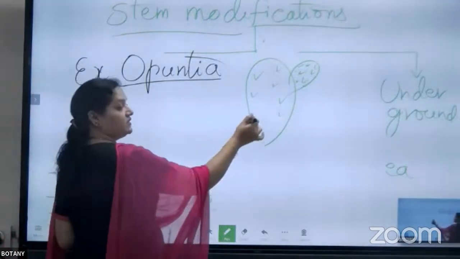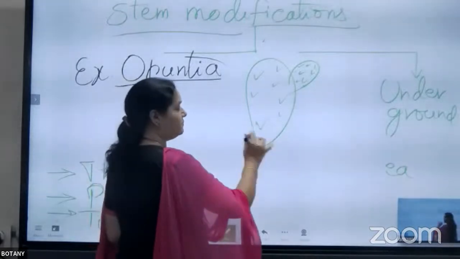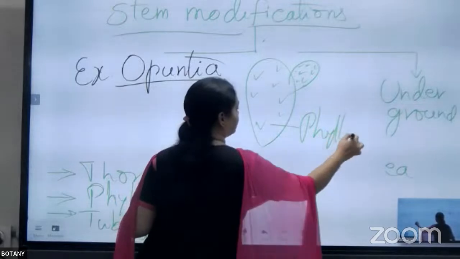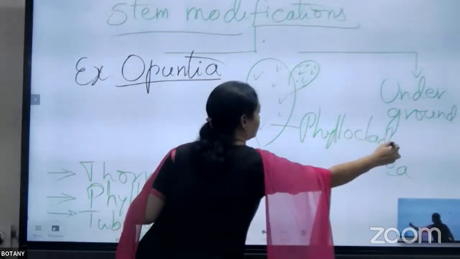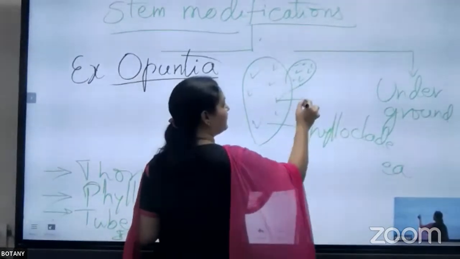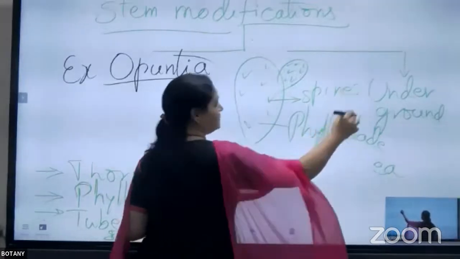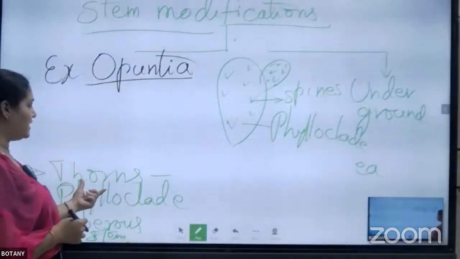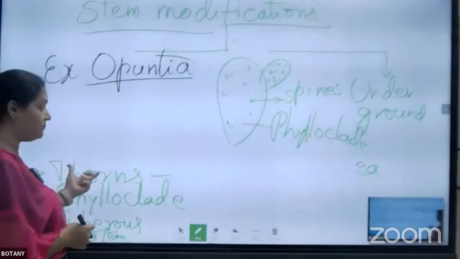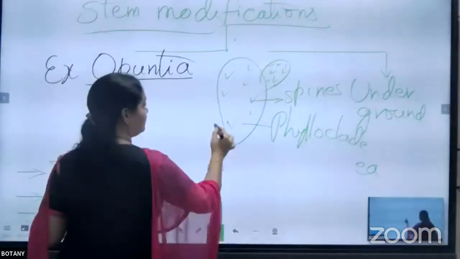This modification is meant to reduce the rate of transpiration from the plant body. This is phylloclade. And the leaves are completely modified into spines over here. This plant is a xerophytic plant. To reduce the rate of transpiration from its body, all these modifications will occur in the plant body.